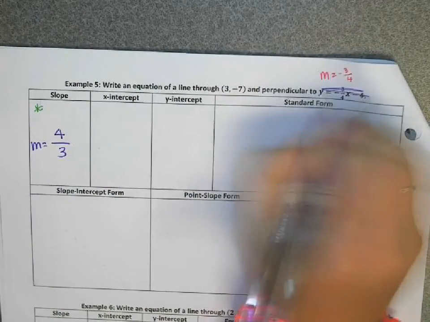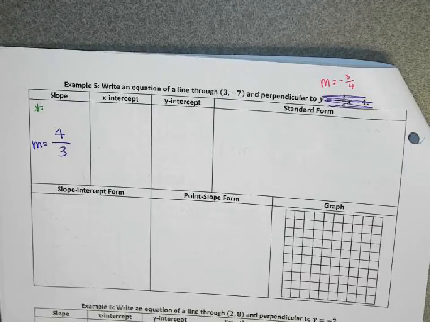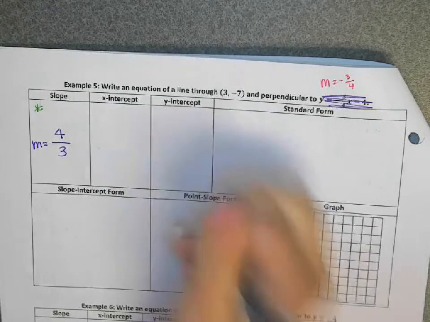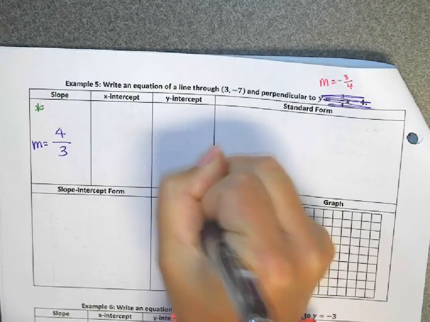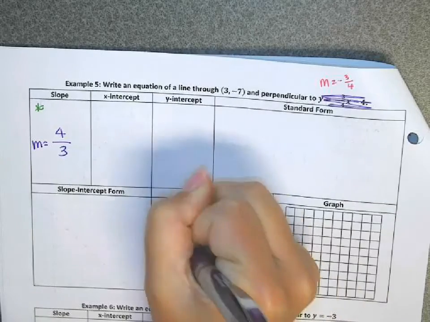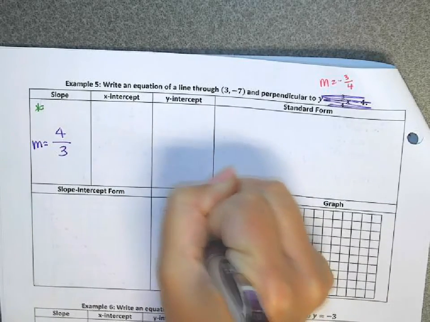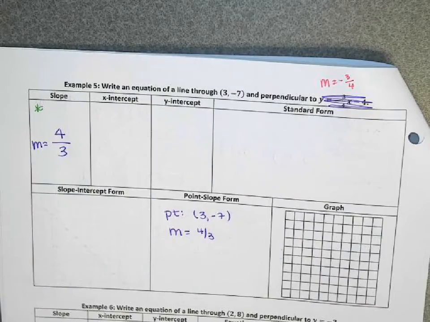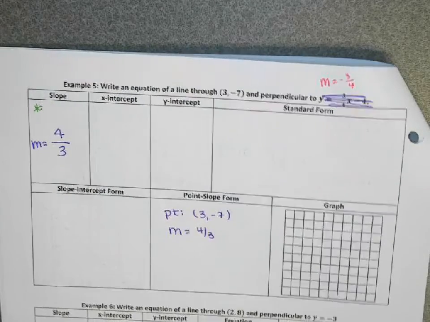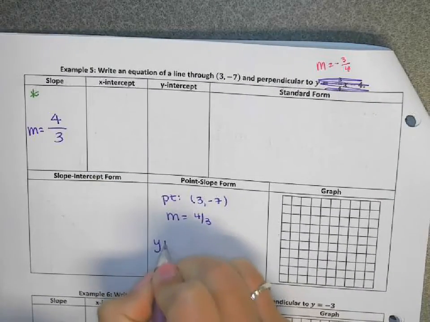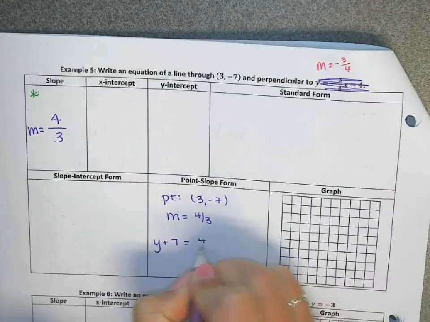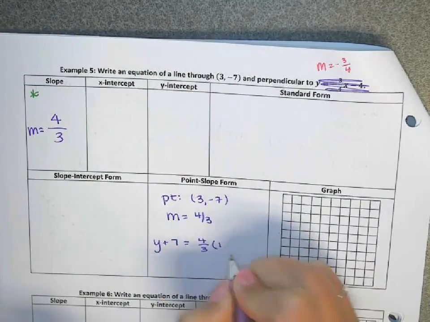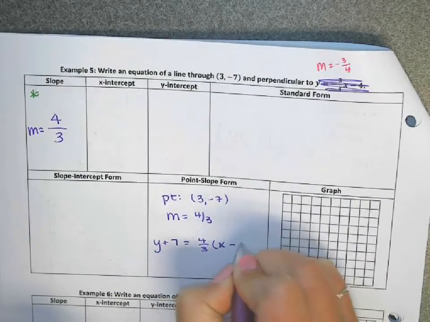Okay, we're done with this. We don't have to think about that anymore. We know that the point is (3, -7), and the slope is 4/3. I would probably write point-slope form first since I have a point and I have a slope. So y plus 7 equals 4/3 times (x minus 3).